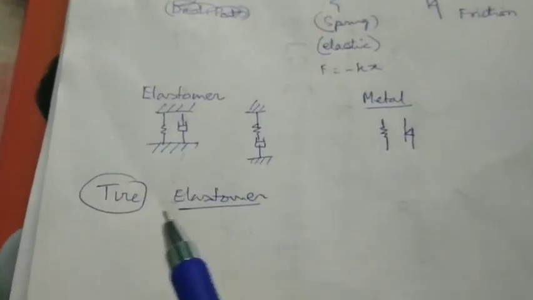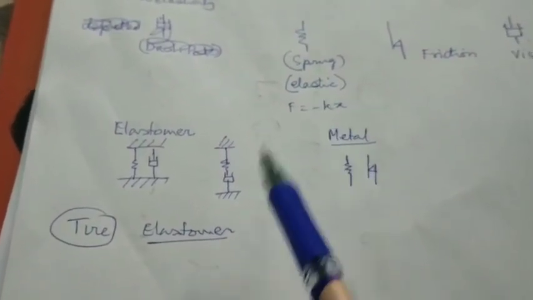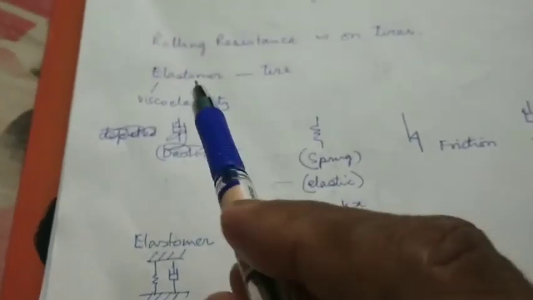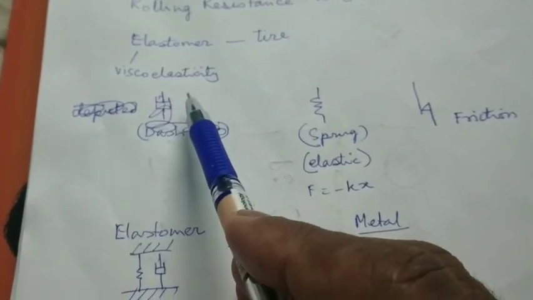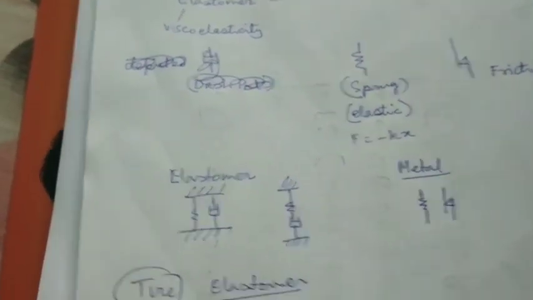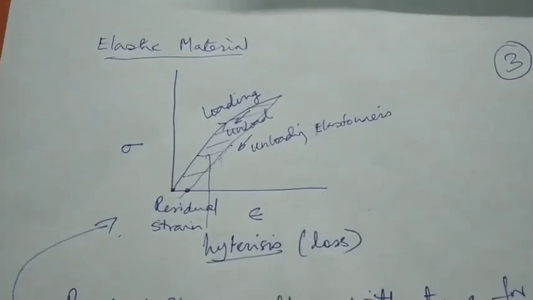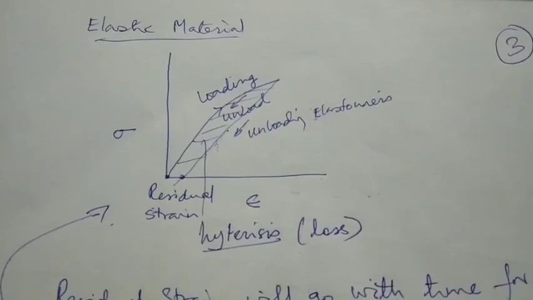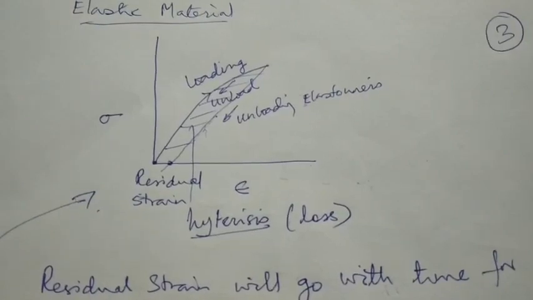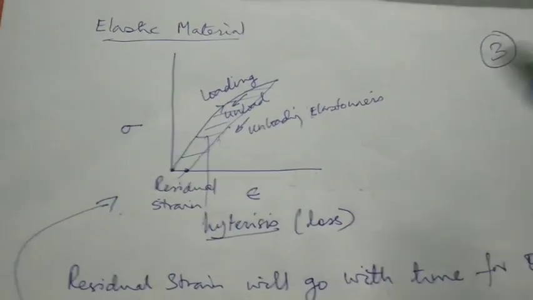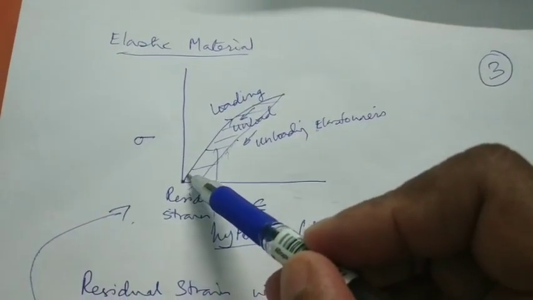Okay, so we know what a tire is. Tire is not only elastic, it is an elastomer, so it is a viscoelastic material, and it has both viscosity and elasticity. So keeping that in mind, we will come to the stress-strain diagram of elastic material, that is elastomers.